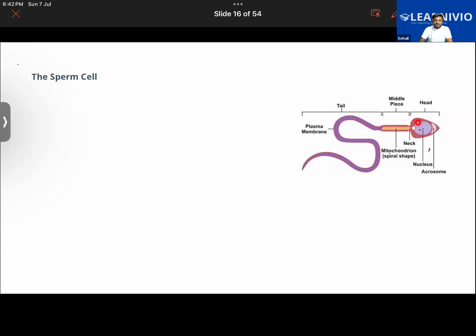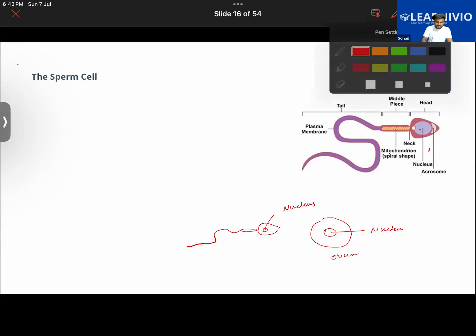Everyone listen carefully to what I'm saying. The head of the sperm cell has a nucleus, and inside the nucleus it contains DNA. Now what happens when the sperm cell goes on to fuse with the ovum? This is the ovum. This is the nucleus of the ovum, and this is the nucleus of the sperm cell. Getting it, guys?